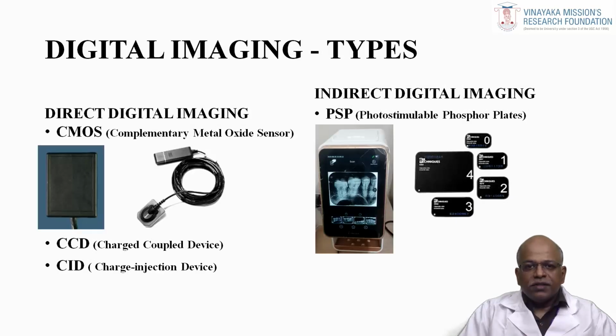There are two types of digital imaging. One is direct digital imaging technique and the other is indirect digital imaging technique. Direct digital imaging technique uses CMOS sensors which are connected by fiber optic cables. The indirect digital imaging uses photostimulable phosphor plates. They are wireless sensors but require an additional laser scan machine for reproduction of the radiographic images.